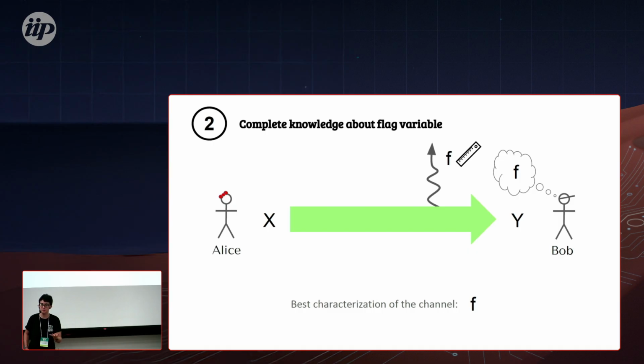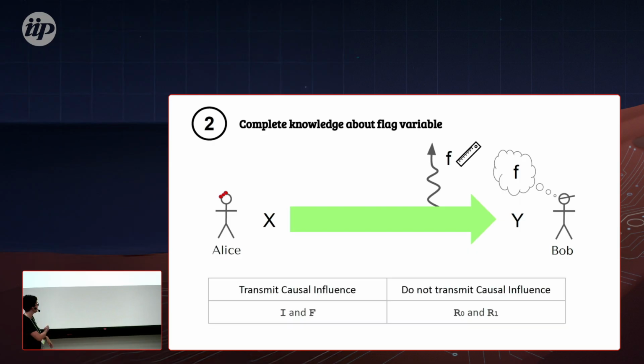And these 4 possibilities can be divided into 2 classes. The first one is identity and flip. Those are functions that transmit causal influence. Because with them, Bob can look at y and then learn what is x. But reset to 0, reset to 1, they're useless for communication in this case. So they're functions that do not transmit causal influence. Because when this is the function, y just has no functional dependence on x.